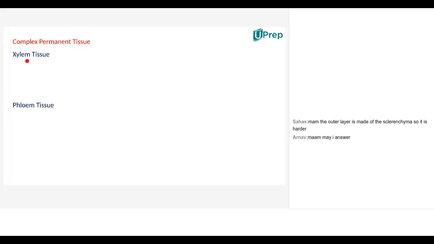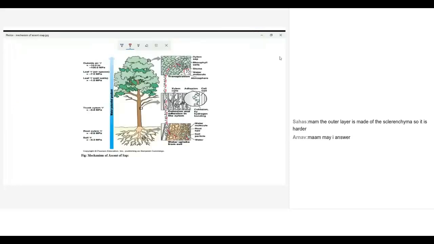Before getting into what the types of xylem and phloem tissue are, I'll just give an introduction regarding why we are studying xylem and phloem over here in the complex permanent tissue concept. Okay, so for that we'll go into advanced matter. Here we'll discuss the ascent of sap. Ascent of sap. What does this mechanism mean?